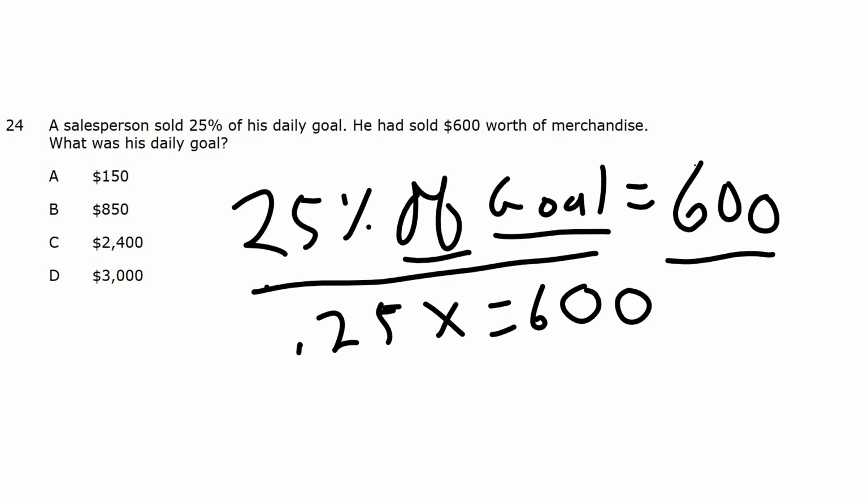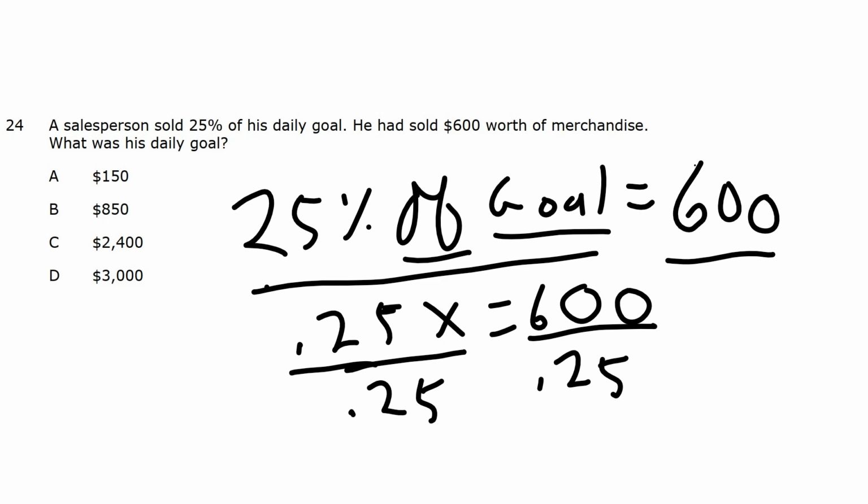Now, again, I changed the 25% to 0.25, of is times, and then goal is that x. I could have used y or m or w. Now, to get x by itself, I've got to divide by the number beside the x, which is 0.25. And I got to do it to both sides. Now, once I divide 0.25 divided by 0.25, that goes to 1. So I can just kind of get rid of that. So now x equals 600 divided by 0.25, which gives you 2,400.